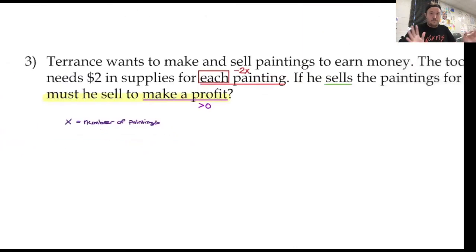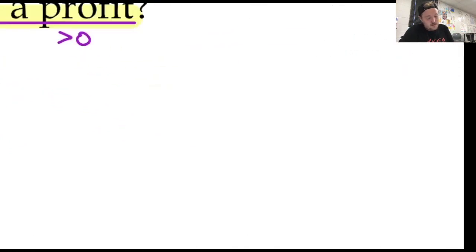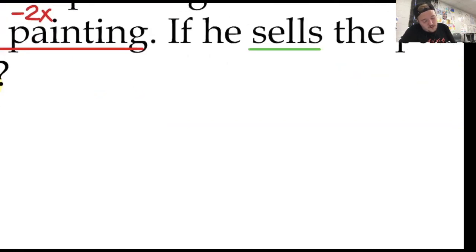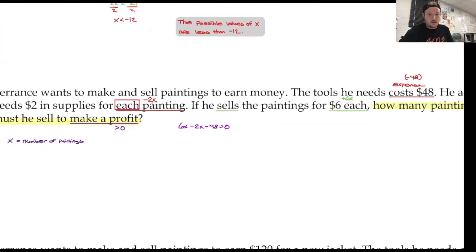So you want to just compile all that information into one blob, into one inequality, and solve it. So I'm going to start off with the profit. So he actually makes $6 per painting. He has to buy $2 in supplies for each painting, so it's an expense. And he actually spends $48 on the supplies for the paintings itself. And he just wants to make a profit. So that just means greater than 0. So this is your inequality that you want to solve.